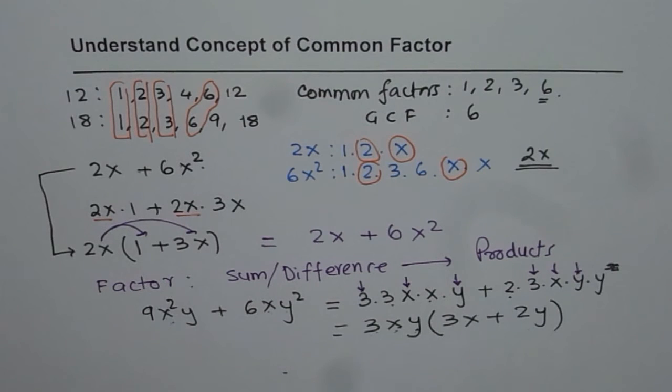Okay, so when you say fully factored, it means take all the common factors and write it in product form. I hope this concept is clear. Now let's move on and do some examples.